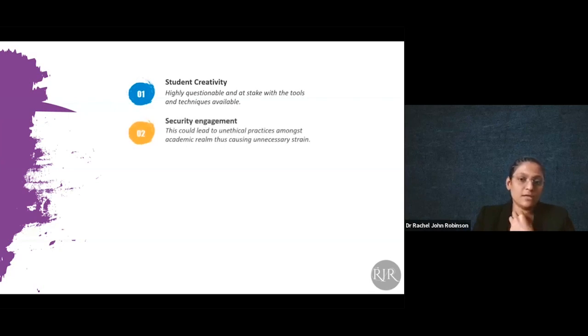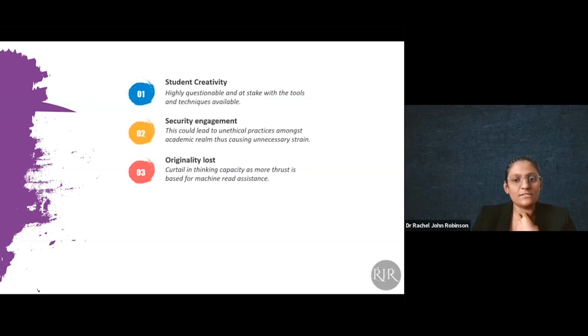Next is security engagement, meaning unethical practices inside the academic realm, causing unnecessary strain. When I say unnecessary strain, it mostly means engaging them in areas which are not really result-producing, and these results are not really legible enough for real-world practice. So this puts up a double work, a duplication of work that we have already been doing. So it's like checking and rechecking. It's a strain on the academics as well as on the students.